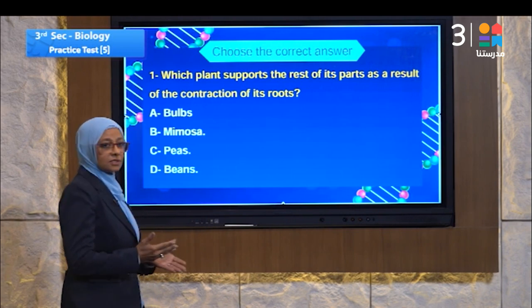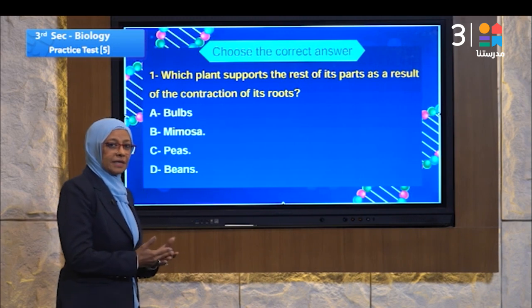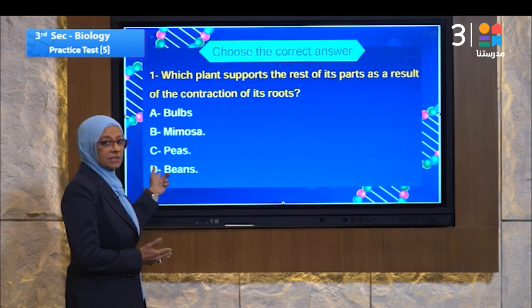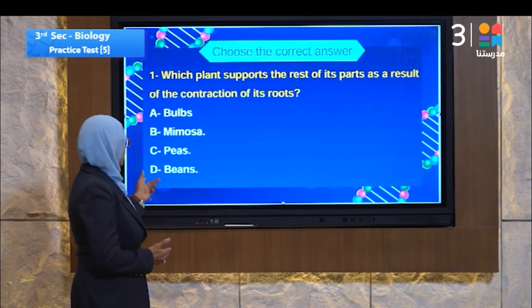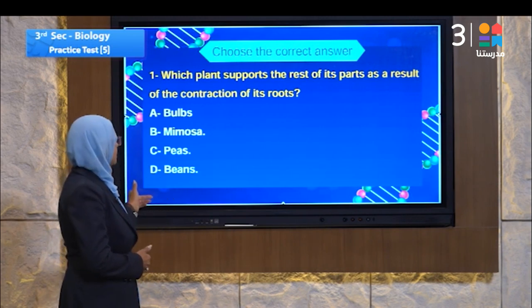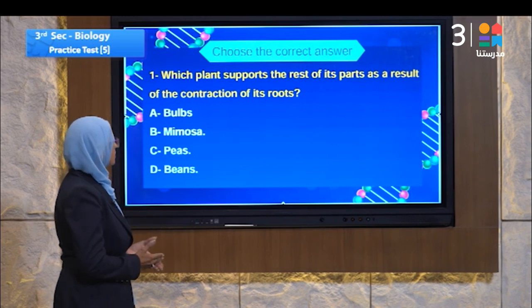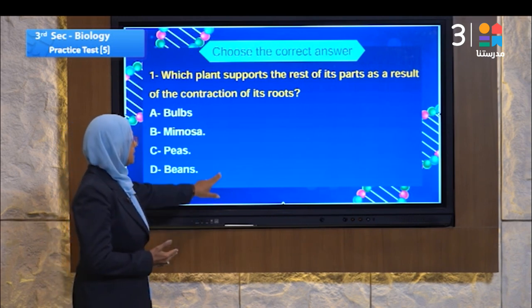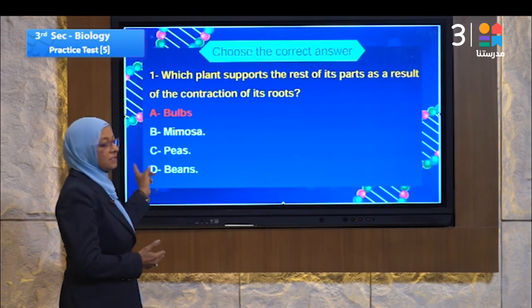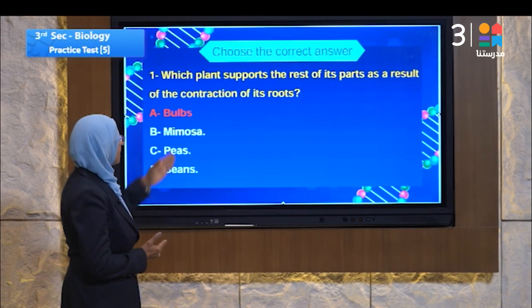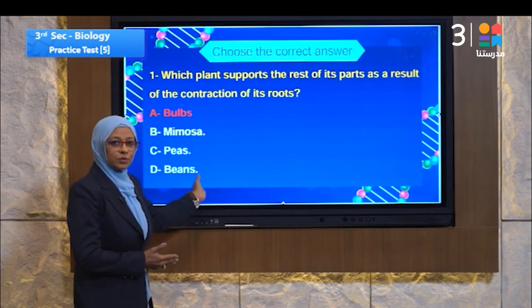Number A, let's read the choices. A, bulbs. B, mimosa. C, bees. D, beans. The contracted root must be the bulbs. Let's see. The answer is number A, bulbs, which make contraction by their roots.